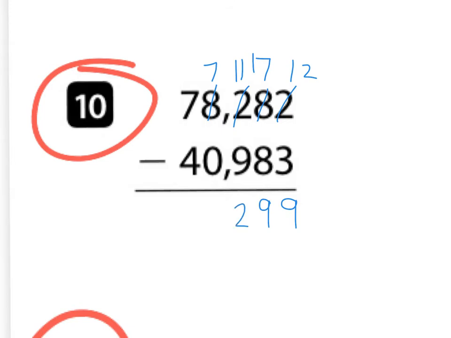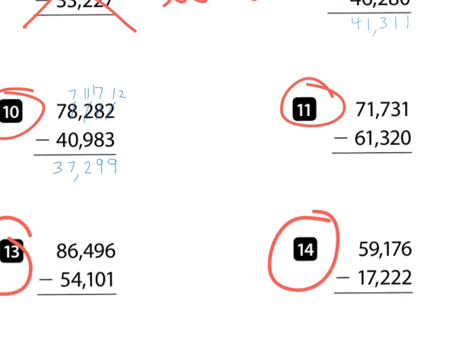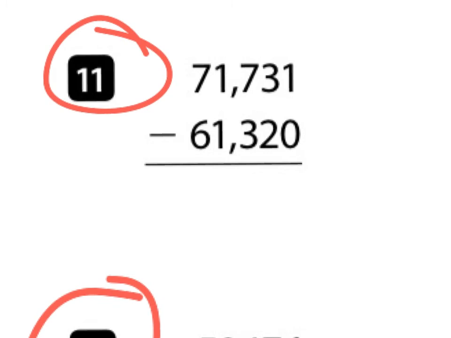And then 7 thousands minus 0 thousands is 7, and 7 10,000s minus 4 10,000s would give me 3 10,000s. So our difference is 37,299. All right, number 11.